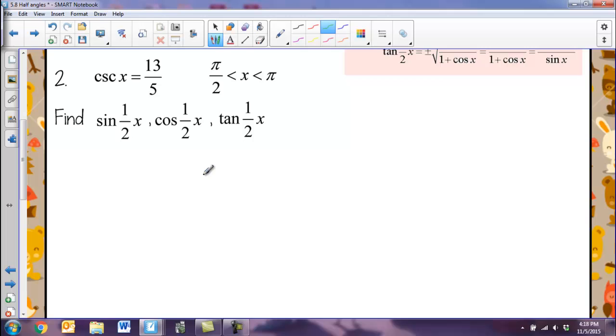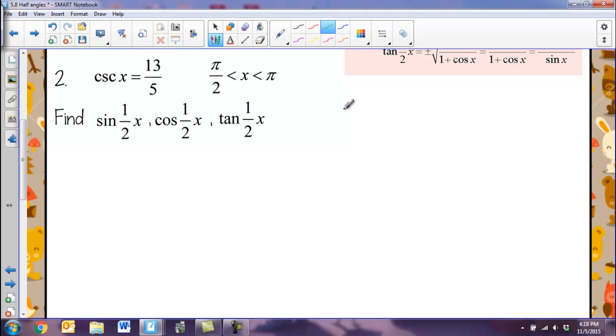when I'm given a ratio like this. So we have the cosecant of x equals 13/5, and you're given this domain restriction where pi over 2 is less than x is less than pi. So they ask me to go ahead and find the sine of 1/2 x, the cosine of 1/2 x, and the tangent of 1/2 x.